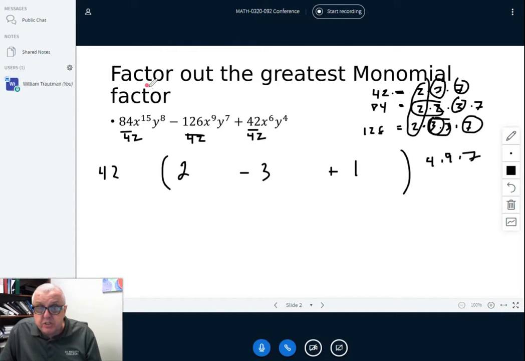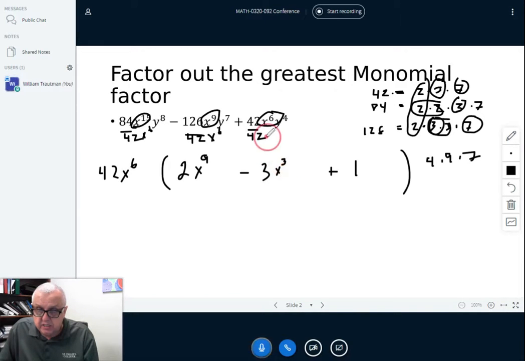Then when we factor out a GCF, what is the smallest power x that can divide out of each? 15, 9, and 6. So x^6 divides out of each. If I divide this by x^6, 15 and 6, you subtract the powers and you get x^9. 15 minus 6 is 9. Divide this by x^6. 9 minus 6 is x^3. Divide this by x^6 and they cancel.